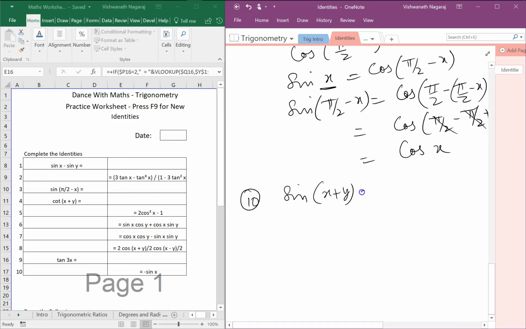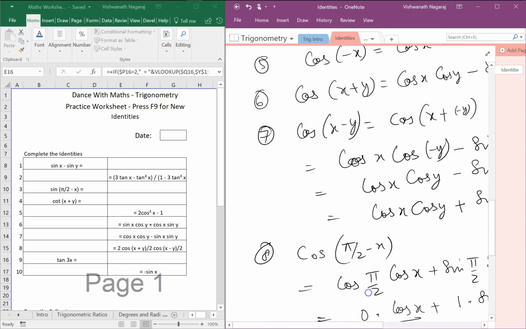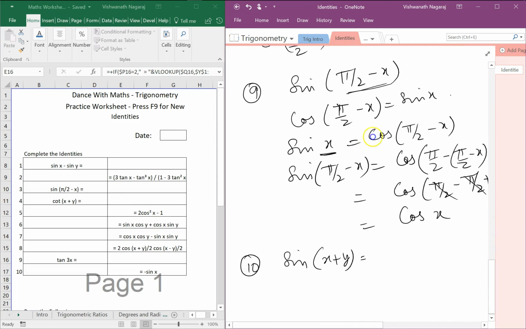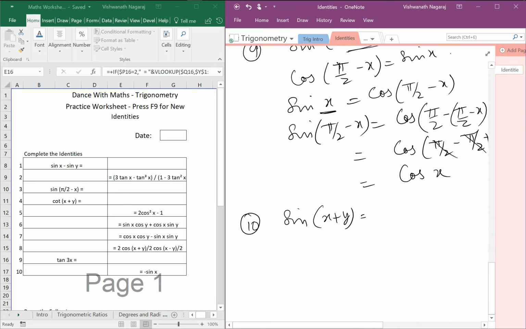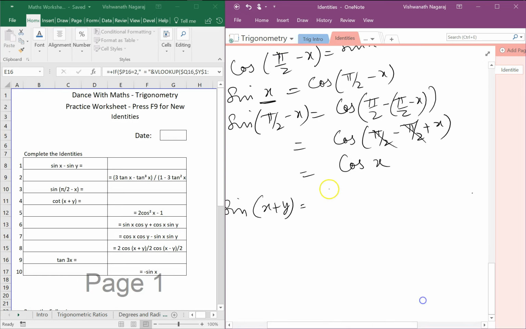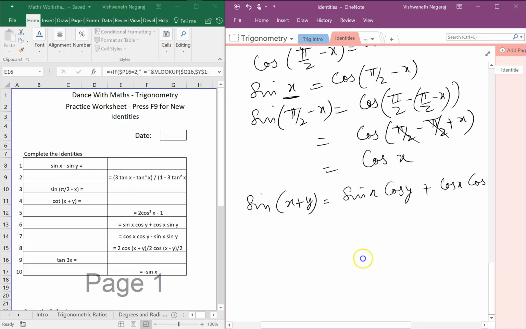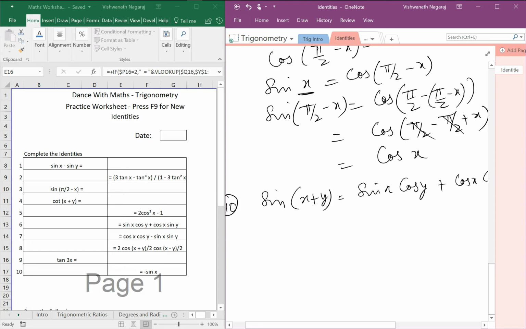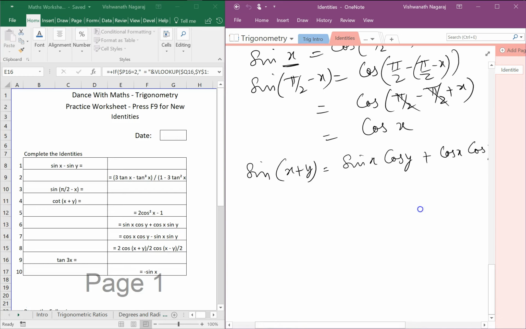Sin x plus y is equal to what? What we have seen is cos x plus y and cos x minus y. Here it is sin. So sin x plus y is equal to sin x cos y plus cos x sin y. And that's the identity. But how does it come? Okay. So let's come out with that. Let's derive it.